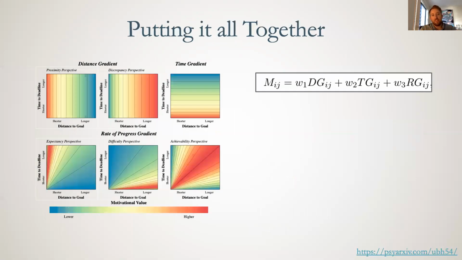So putting it all together, we've identified 6 theoretical perspectives that address how motivation might change as a function of distance to goal and time to deadline. And all these perspectives can be expressed as special cases of this more general 3 gradient structure. Our model just assumes that the motivational value of a goal M is just a weighted sum of these 3 gradients. So we can use this architecture to examine whether any one of these theories is sufficient to account for the dynamics of motivation in its own right, or whether more than one perspective needs to be integrated.